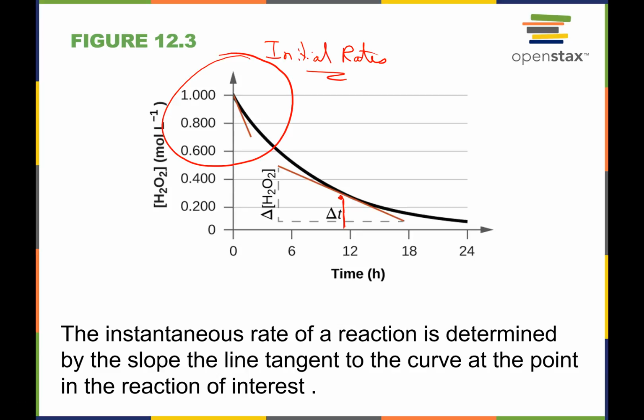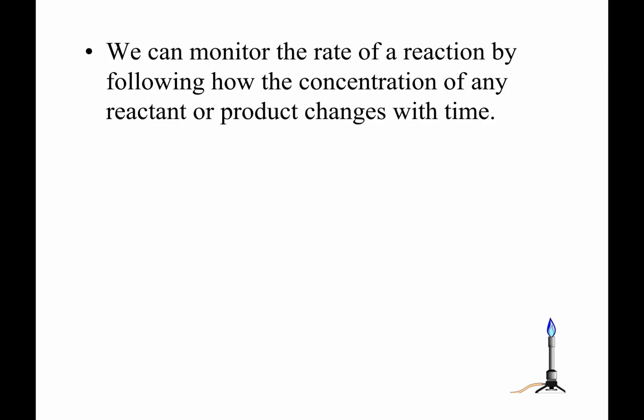Because rate is change in concentration over time. Slope is change in concentration, in this case hydrogen peroxide, over change in Y, which is time. See how that works? So we can follow either the reactant or the product. We can. So you're going to have to be able to kind of go with that.